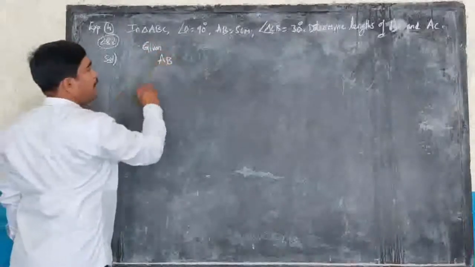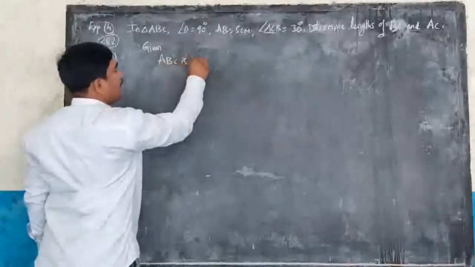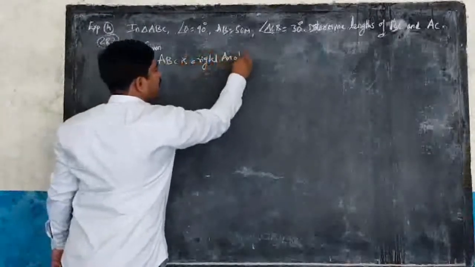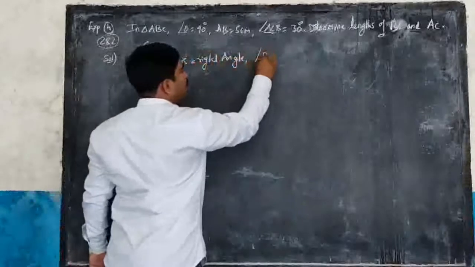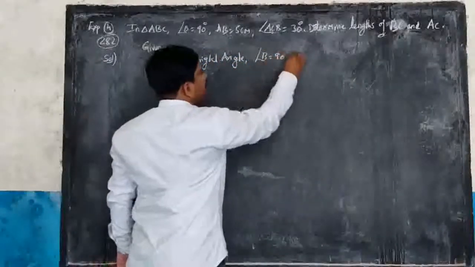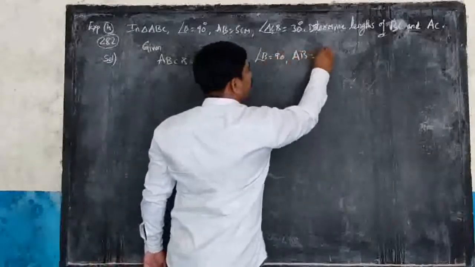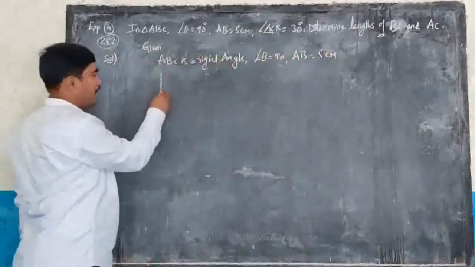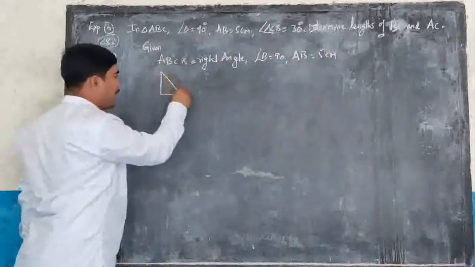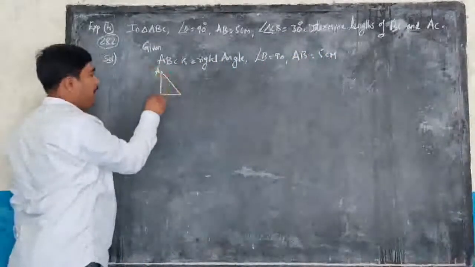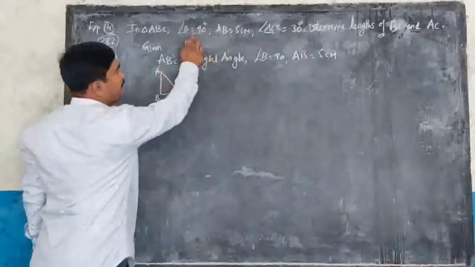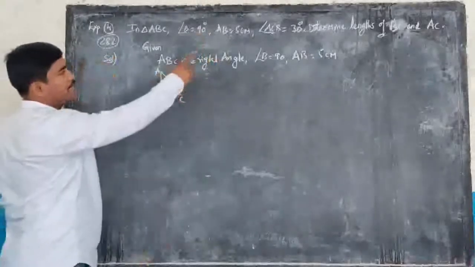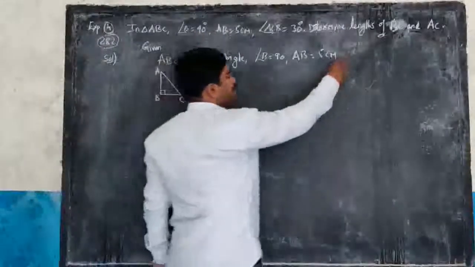ABC is a right angle triangle where angle B equal to 90 degrees and AB equal to 5 cm. Now, since ABC is a right angle triangle, I will draw the figure of the right angle triangle ABC. Since he has given the right angle at B, I will take this as the right angle.